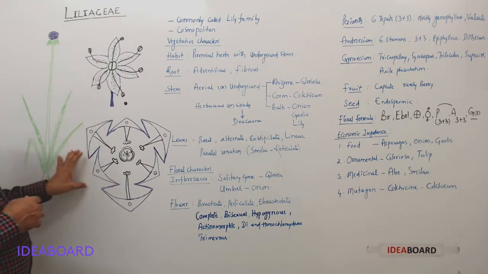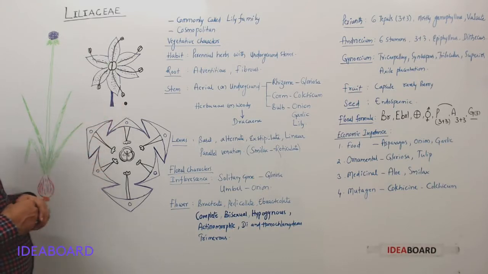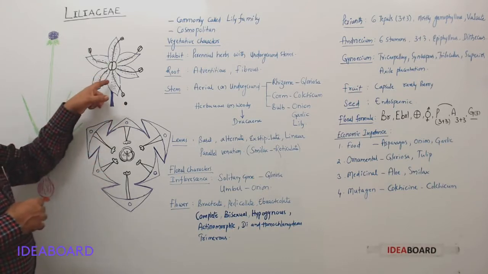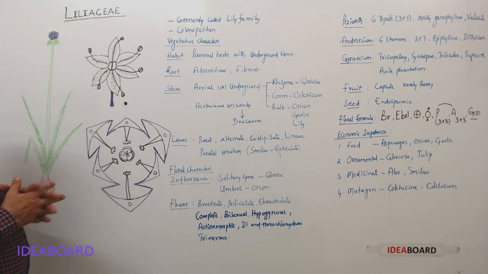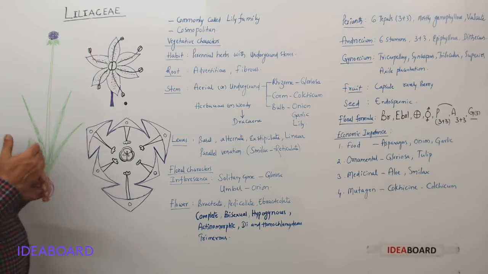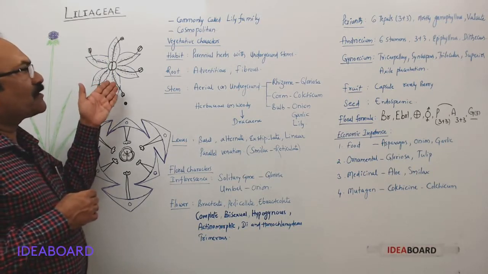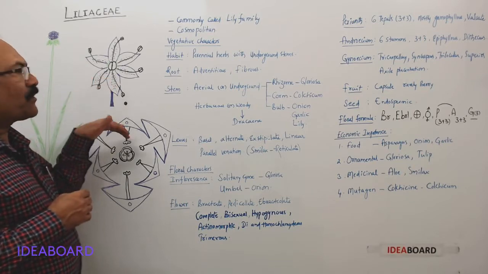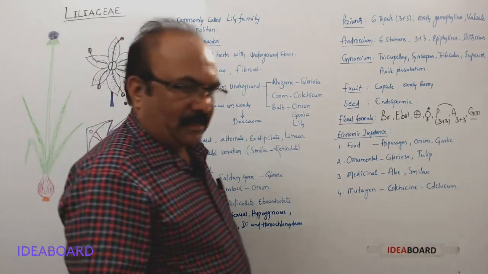This is the floral diagram, and this is the mother axis. I have used a single color. I hope you are understanding the point. Why did I use one color? Because they are perianth, which cannot be differentiated into calyx and corolla. So these are not petals or sepals. They are tepals.